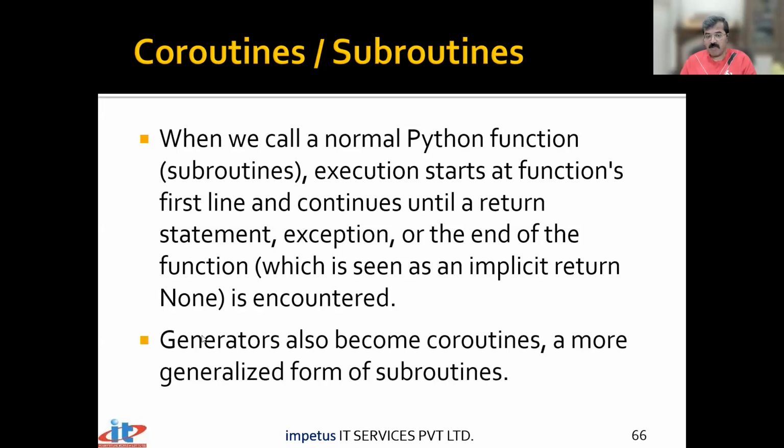Then what are coroutines? Generators also become coroutines, a more generalized form of subroutine. So coroutines are a generalized form of subroutine. But then what exactly is a coroutine? The regular functions are called subroutines, and generators are a kind of function. They're a more generalized form of subroutine. So if somebody uses the term subroutine, understand we are talking about a normal Python function. And coroutine is a specialized form, or a more generalized form, of a subroutine.